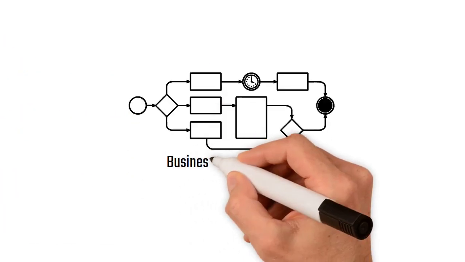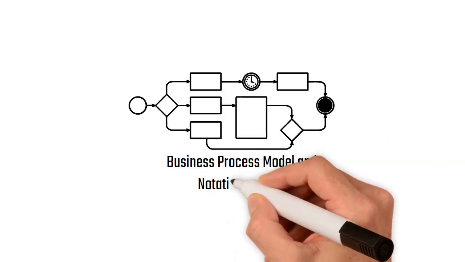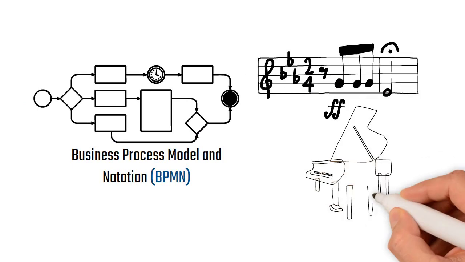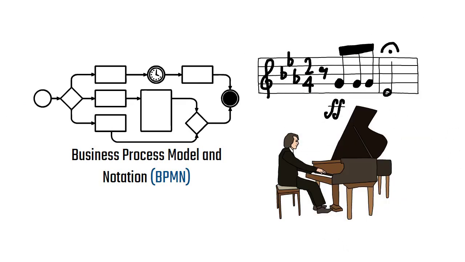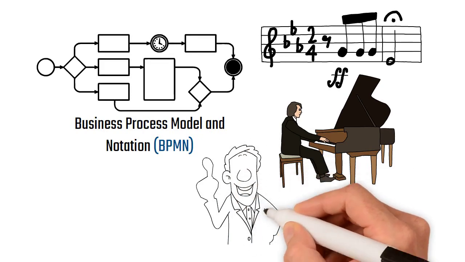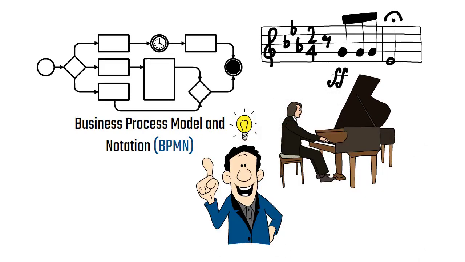Insert Business Process Model and Notation, aka BPMN. Just like a sheet of music enables someone with a bit of training to easily play a song or a tune, a BPMN process map allows someone with a bit of training to understand a business process and a wealth of data and metadata about it just by looking.